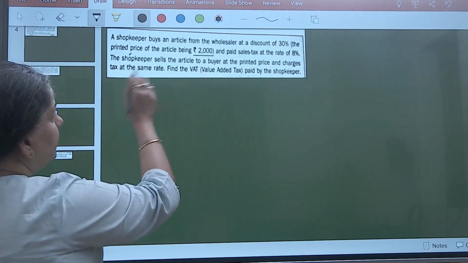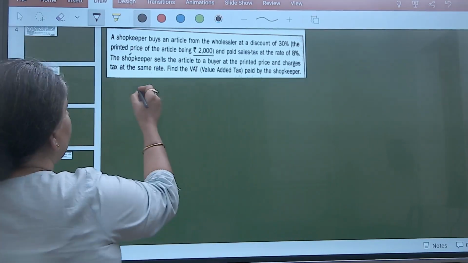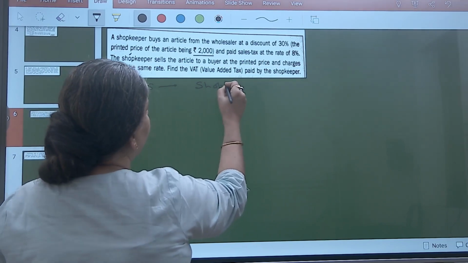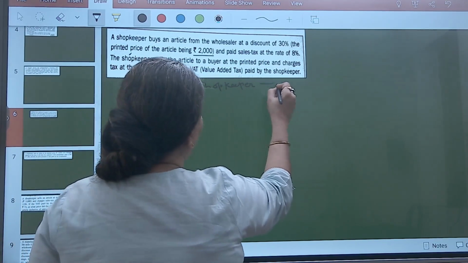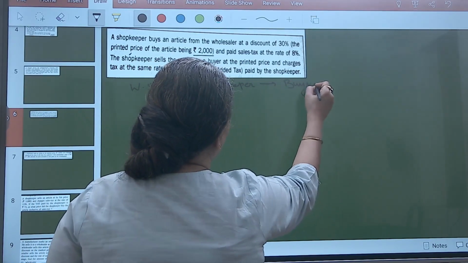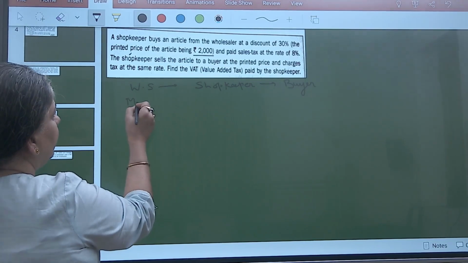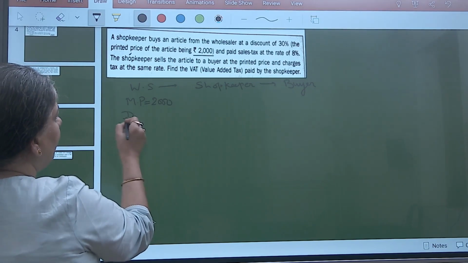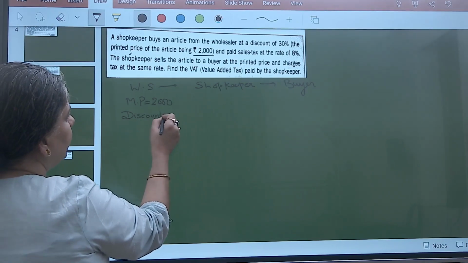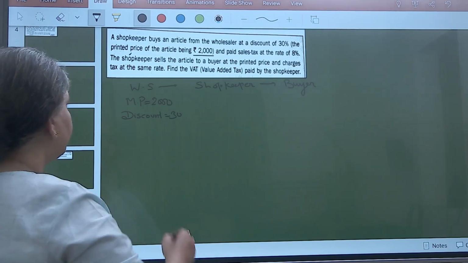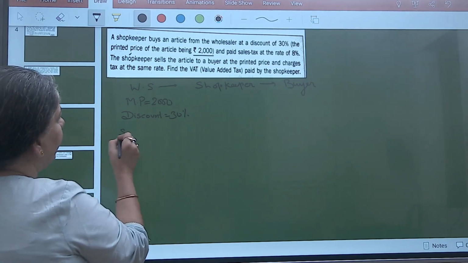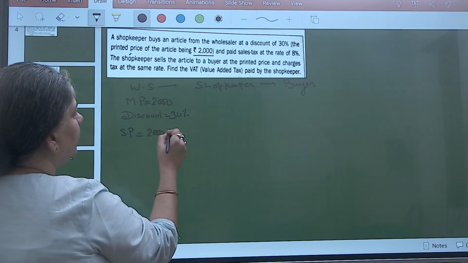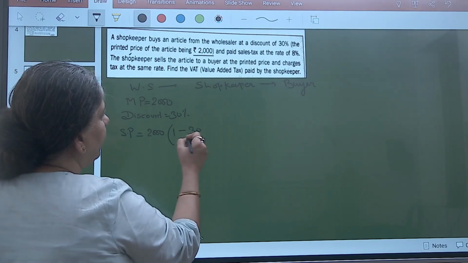Okay, to start such kind of question, let's break it into different steps. The wholesaler is selling it to the shopkeeper and the shopkeeper is selling it to the buyer. The wholesaler is selling the article at the marked price, that is 2000, plus he is giving a discount of 30% on this marked price. So the selling price of the wholesaler will be 2000 into 1 minus 30 by 100.